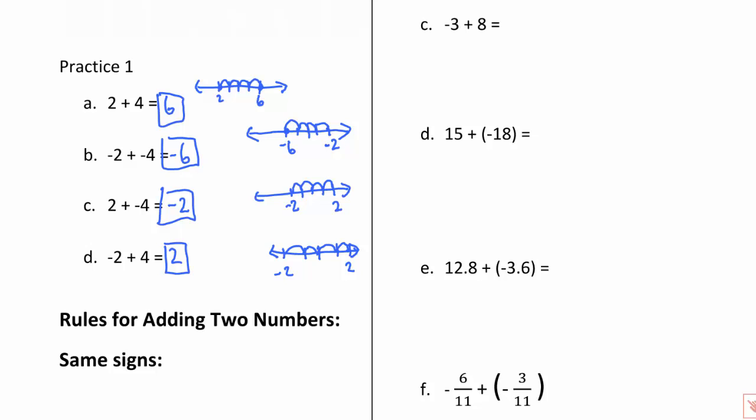Now, one thing to keep in mind, with something like this, I would not expect you to draw a number line and move something to the left or right. You should just be able to look at A, B, C, and D and just tell me what the answer is fairly quickly. We'll talk about how you'll do that in the next video.